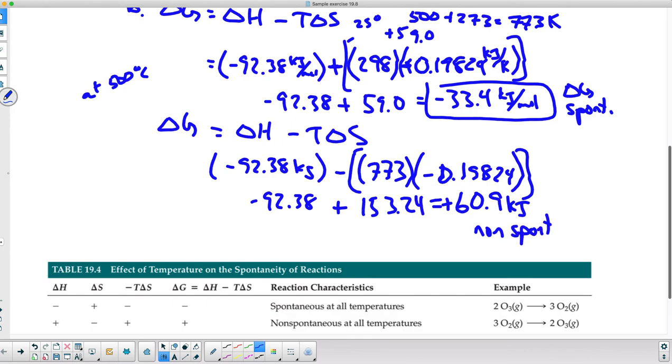So somewhere in between 25 degrees and 500 degrees is where it goes. The delta G goes from being negative to positive, which means it's non-spontaneous. Okay, that's part A. Stay tuned for part B.